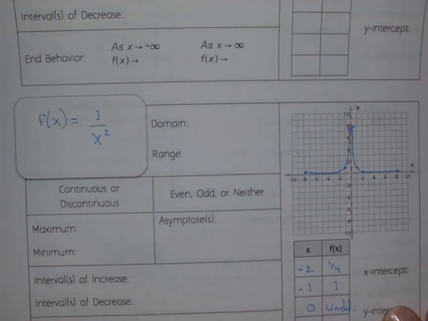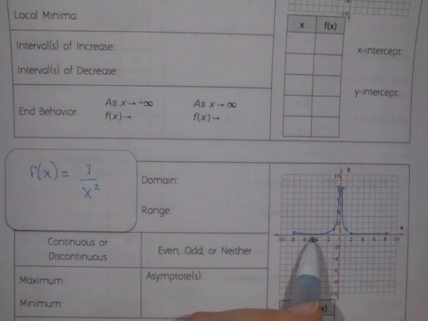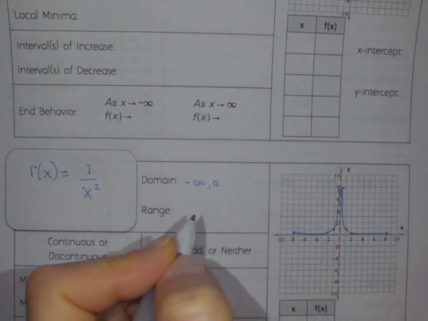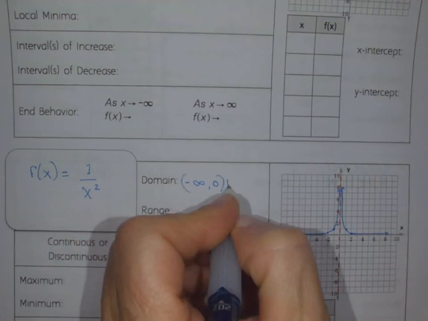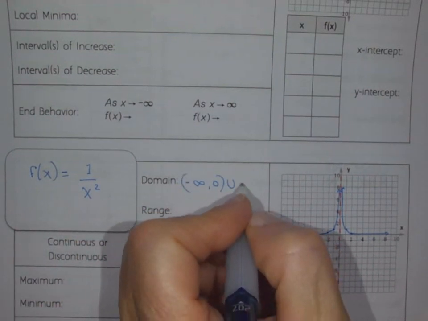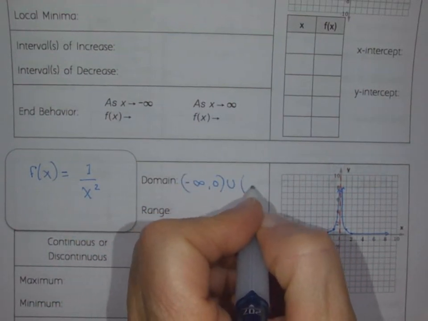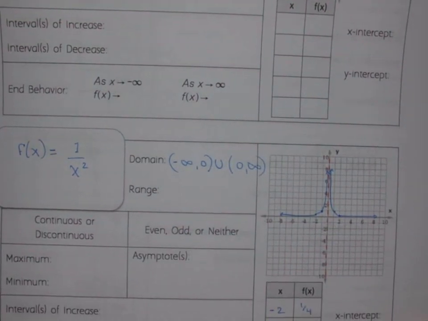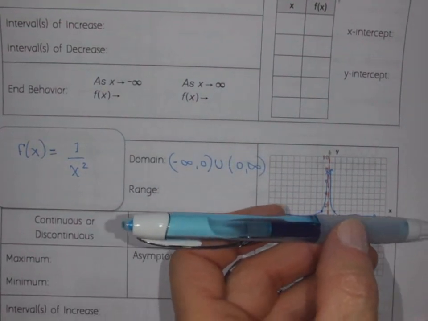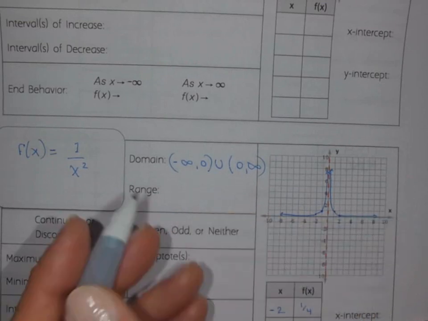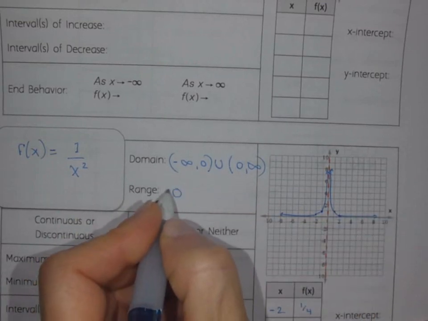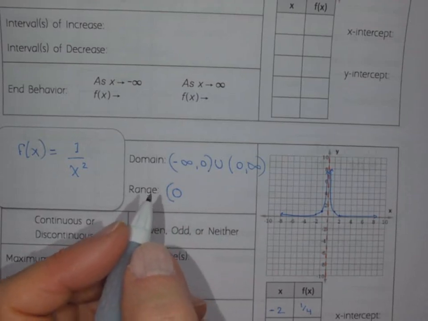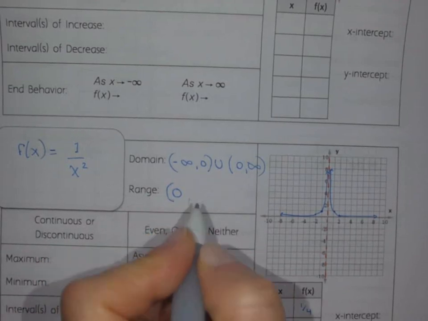Domain, well, the domain will be from negative infinity to 0. Do not include 0. Jump over it. So union 0 to infinity. The range, well, what's my lowest value I'm going toward? That will be y equals 0, but I am not going there. I'm not including it, so I need a parentheses, and then up to infinity, right? No restrictions there.